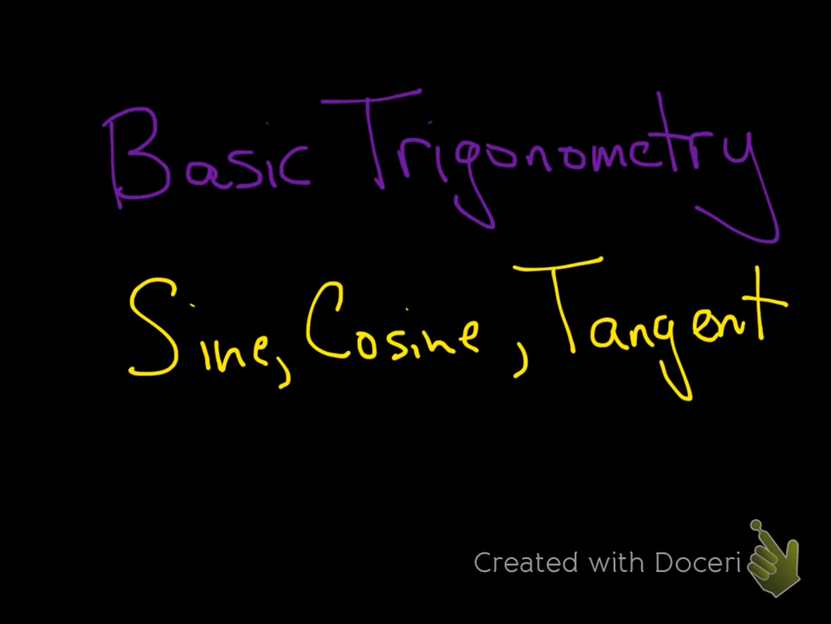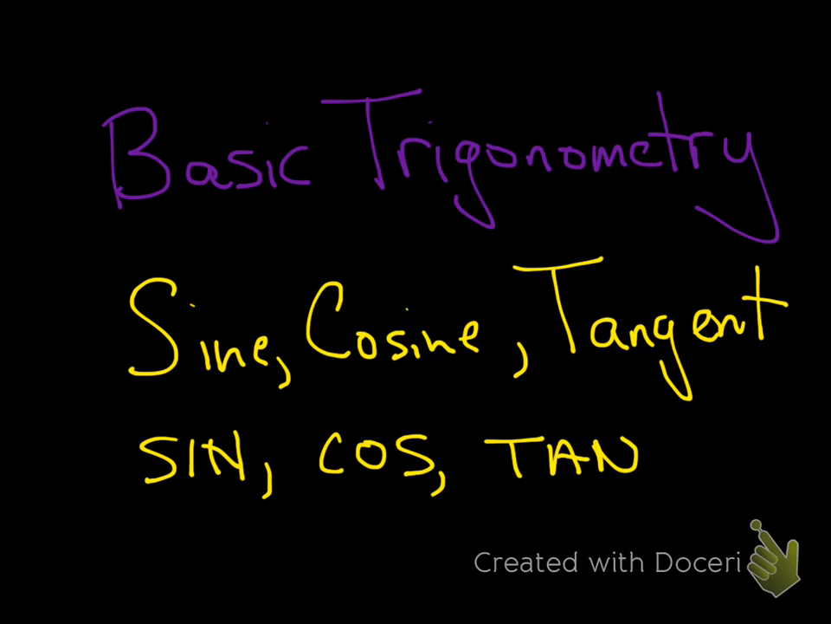Hello, and welcome to the video on basic trigonometry. And basically those things are sine, cosine, and tangent. So now you're going to know what those buttons on your calculator are, the SIN, the COS, and the TAN. So the SIN is sine, the COS is cosine, and the TAN is tangent.